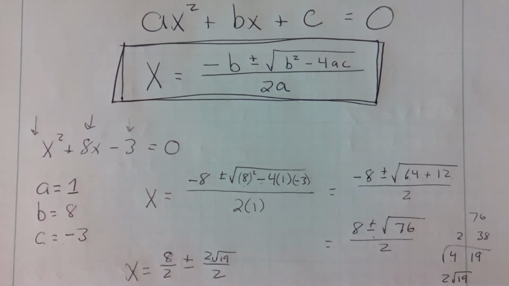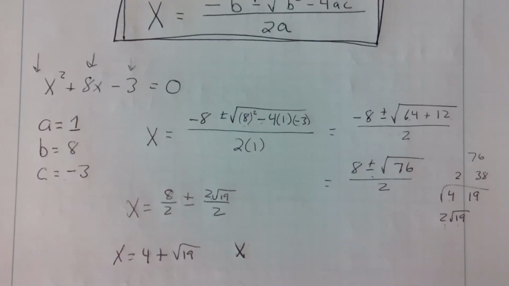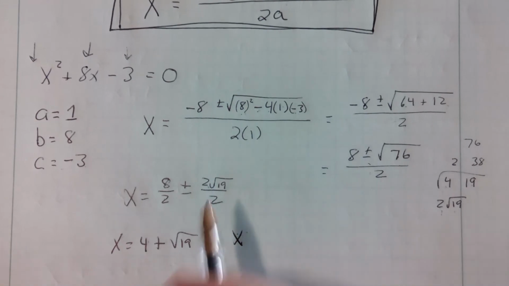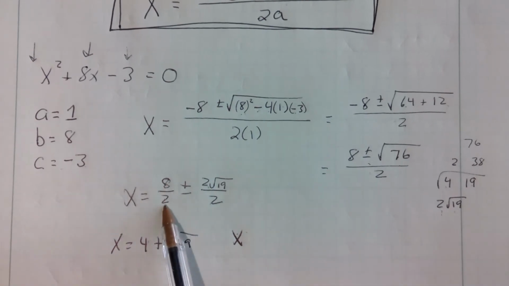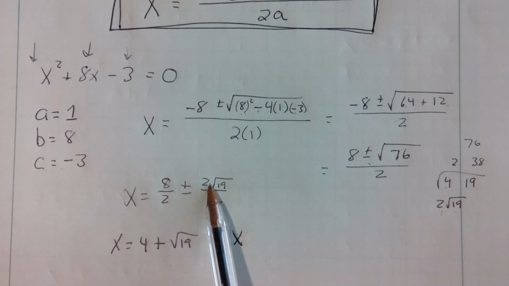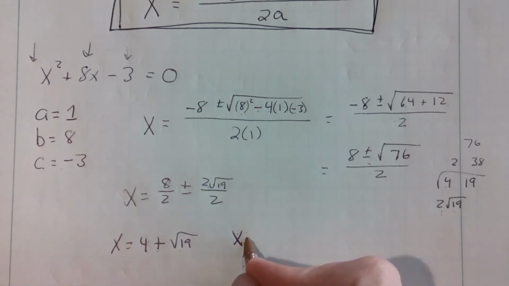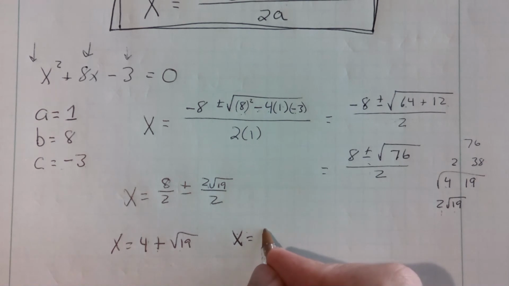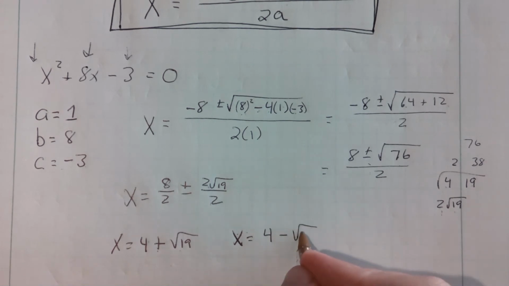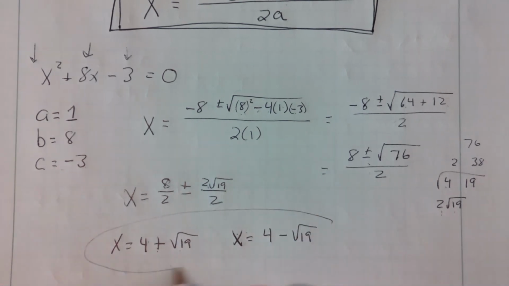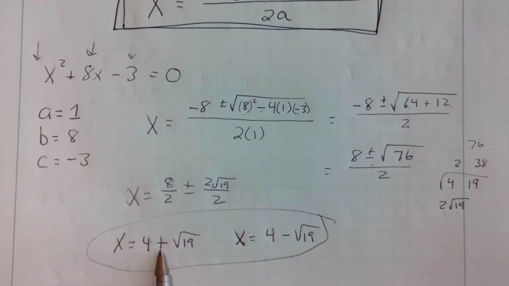Whoops, you can't quite see that. I apologize. So again, what I did was I did 8 divided by 2. That gives me 4. And then the 2's cancel, gives me the square root of 19. I did the 1 as a plus. Now I'm doing the 1 as a minus. So I get 4 minus the square root of 19. So those would be my two solutions: 4 plus the square root of 19 and 4 minus the square root of 19.